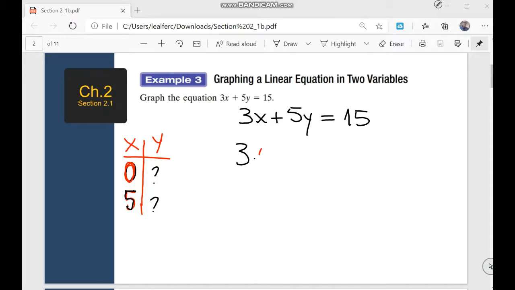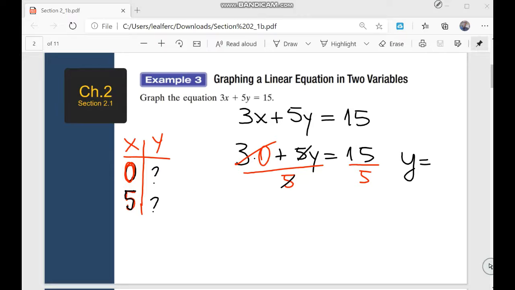3 times 0 plus 5y equals 15. Okay? This is going to be 0, right? So you can divide both sides of the equation by 5. Divide both sides by 5. y equals 15 divided by 5, which is 3. Then you can fill out the answer here. The first point that we have is x equals 0, y equals 3.